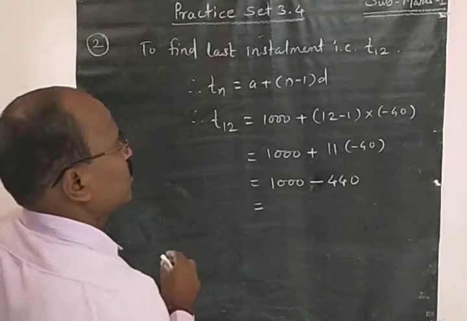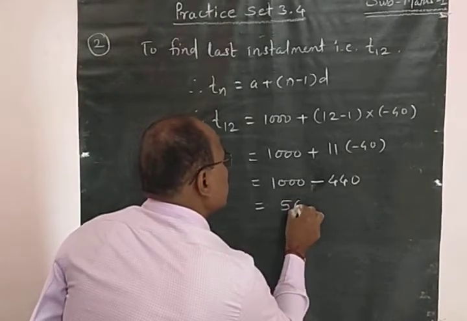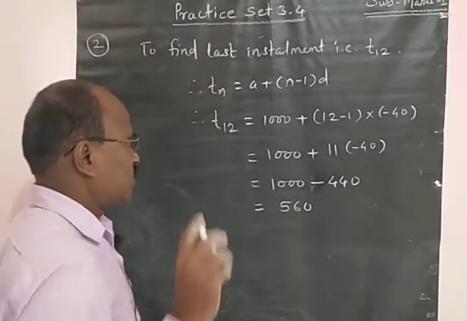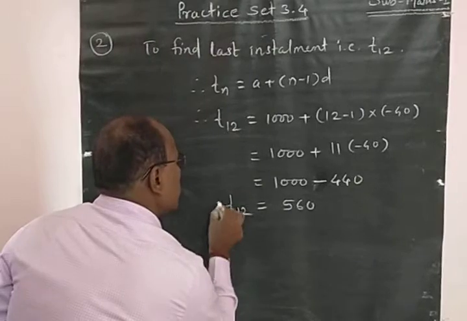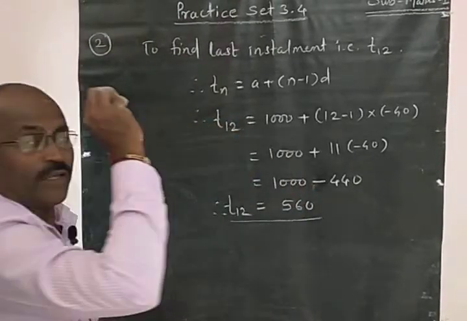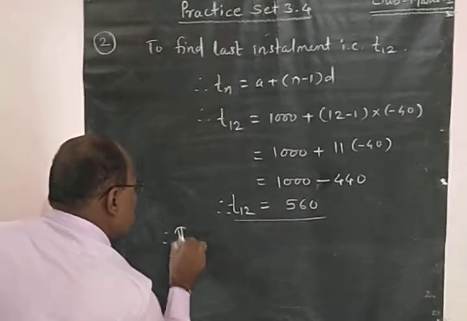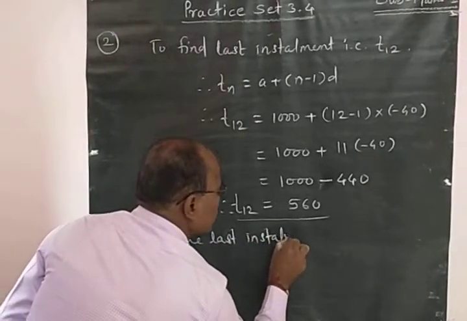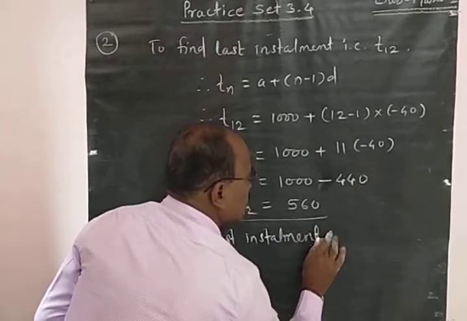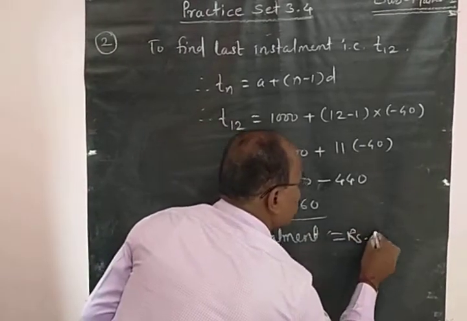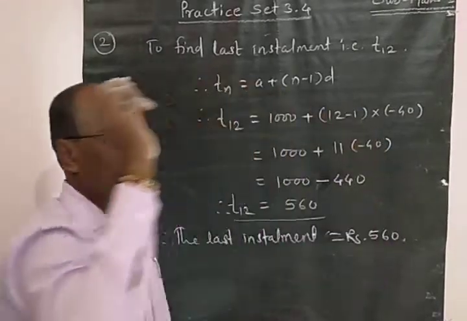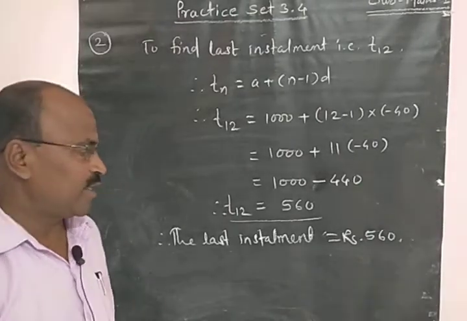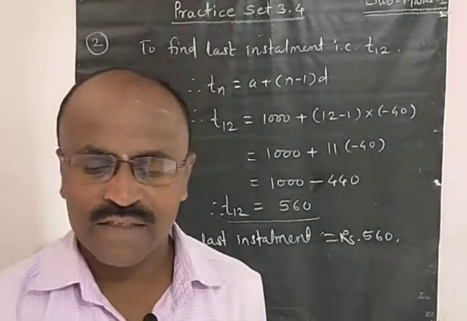How much? 560. 1000 minus 440 is 560. So T12 is equal to 560. Therefore the last installment is equal to rupees 560. Therefore the first installment is rupees 1000 and the last installment is rupees 560.